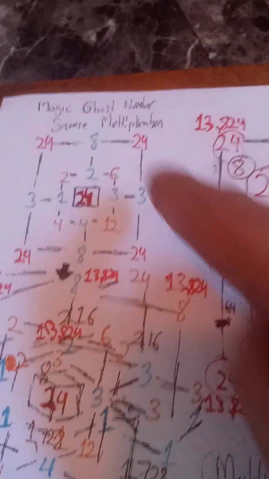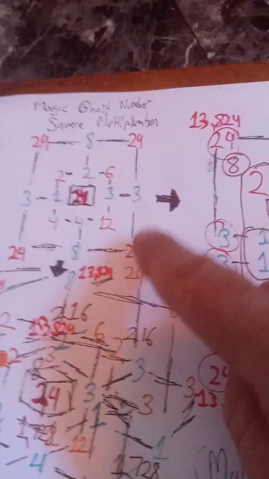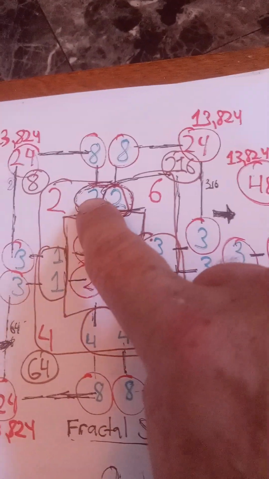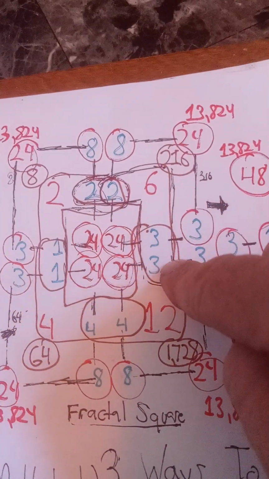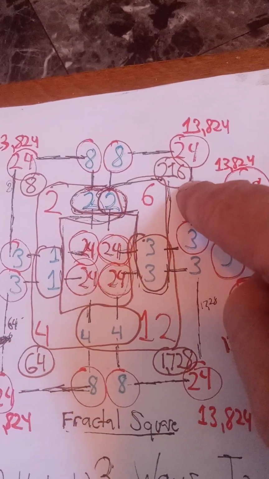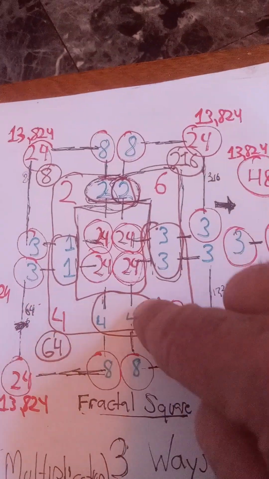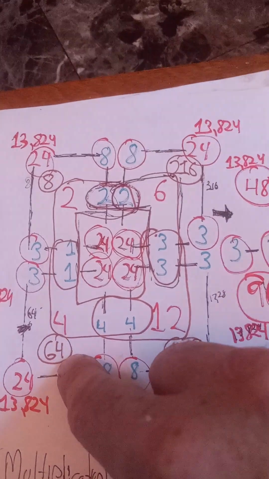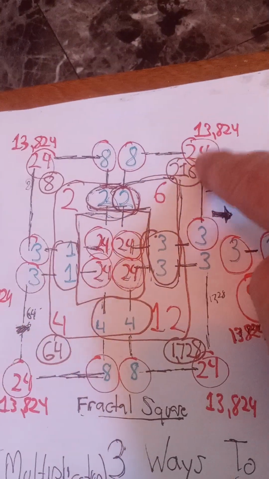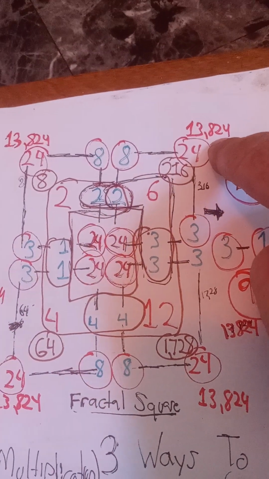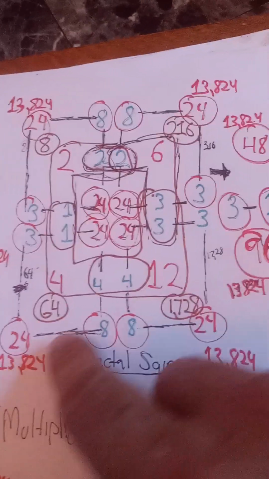So this is a magic ghost number square multiplication. I do the same thing here. I sort of screwed up there, but 2 times 2 times 6 times 3 times 3 is 216. You can do that for yourself. Try it. 1 times 1 times 4 times 4 times 4 is 64. And if you do that multiplication, you'll find out that 64 and 216 is 13,824 on both sides.